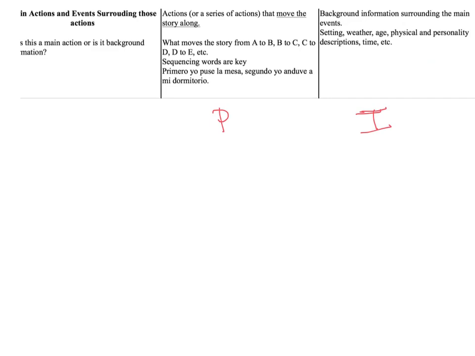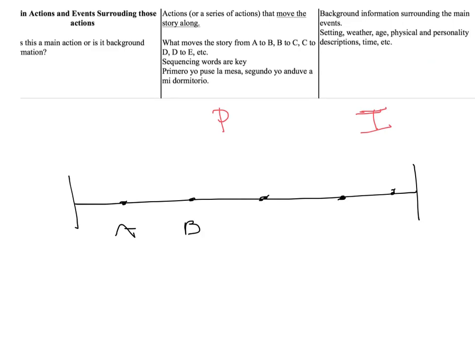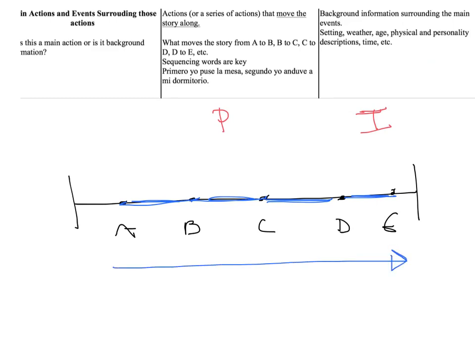So, if you think of the preterite as a timeline, or you think of the past as a timeline, the preterite is going to be all of those events that fit very nicely on the timeline, and they move the story of the past along. So they move things from A to B, from B to C, and from C to D, and from D to E. They move that story right along.